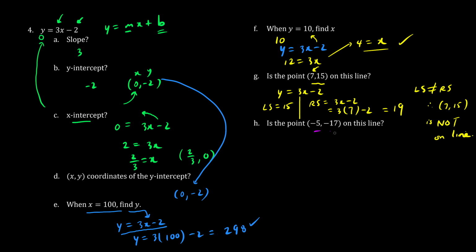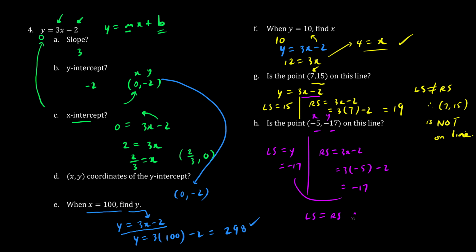Now, is this point on the line? Here's your x value, here's your y value. Let's try it again. Left side is equal to y, which is negative 17. And the right side is going to be 3x minus 2, which is 3 times negative 5 minus 2, which is minus 17. Left side does indeed equal right side, so therefore, yes, the point is on the line.